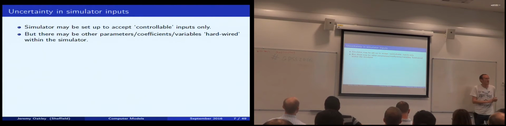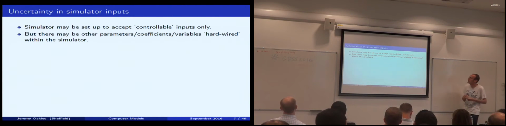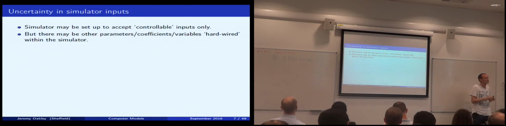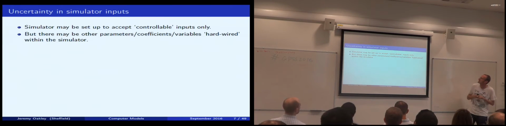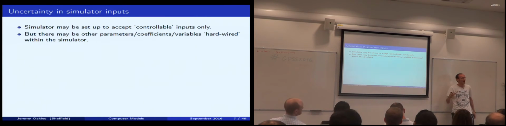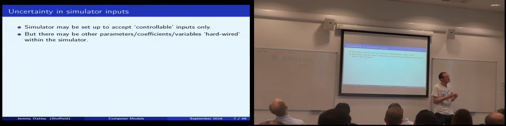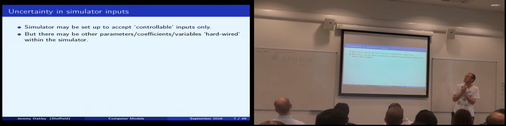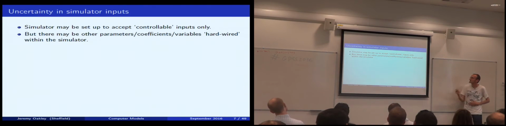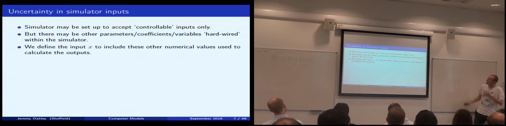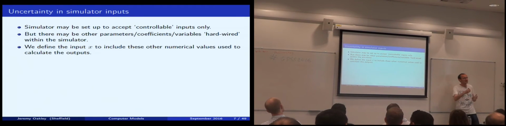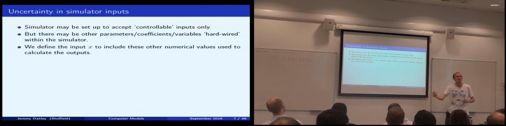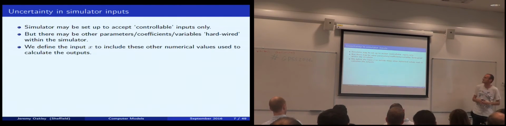Okay, so let's start with the first problem of uncertainty. We've got our simulator set up, and perhaps it allows us to vary inputs that are controllable in the real world. But maybe buried in that code, there are other parameters, coefficients and so on, that we might be uncertain about, hardwired into the model. So we'll define our x to include all the numerical quantities that you need to run your model. So things that you might be able to control, but also other quantities that might relate to particular physical constants or something like that.